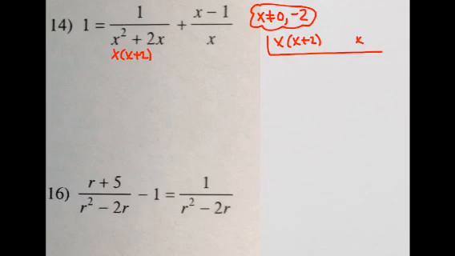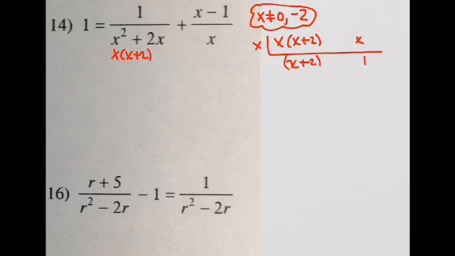So for 14, the excluded values are 0 and -2, again because I got them from this denominator and this denominator. Okay. The LCD is, so we factor out an x, and then when you factor out an x, you are left with x plus 2 right here, and 1 right here.